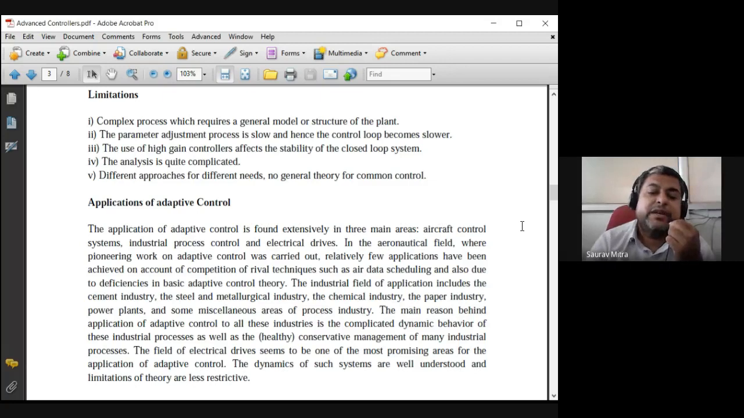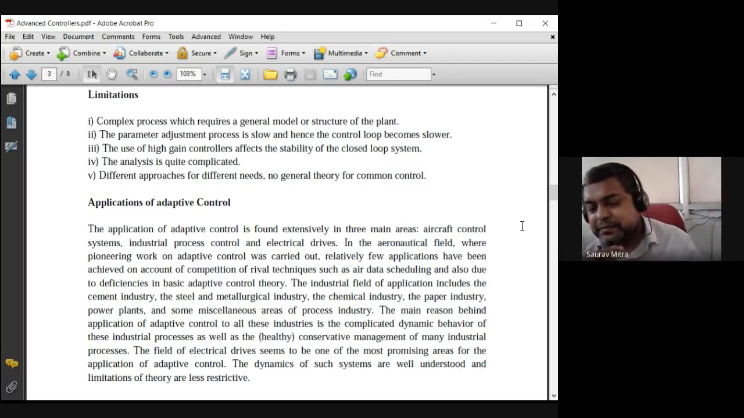So the analysis is quite complicated, time consuming, and resource consuming. Whatever power is there in the vehicle's ECU will also be consumed at a higher rate. So, different approaches for different needs, no general theory for common control. This is actually a very good thing instead of a bad thing. This is a good thing.